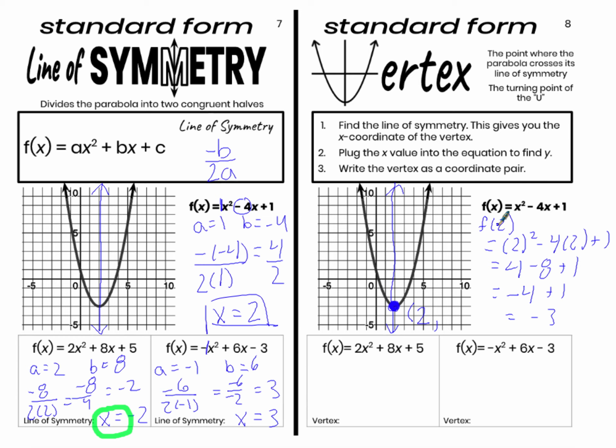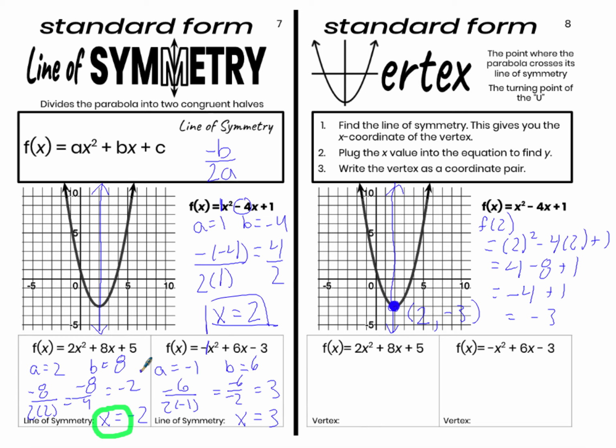So finding f of 2, or just plugging 2 in for x into my function, gives me the y coordinate of my vertex. The vertex of the function x squared minus 4x plus 1 is x equals 2, y equals -3. Again, the way that I found that was I first found opposite of b over 2a, my line of symmetry. I had already done that on this page. And then I plugged that x value into my function. For these two, luckily I already found my line of symmetry. So that is the first step.